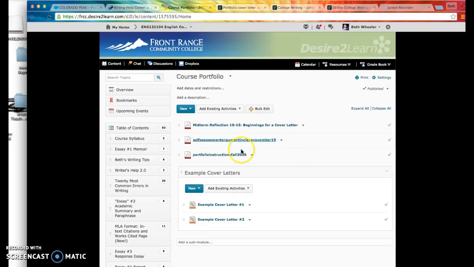The instructions for the portfolio as given to you by the English department are here. Below, you see two links to example cover letters. I'm only going to look at the link for cover letter number 2. I'll quickly tell you that cover letter number 1, I did show to you in class. It's an example of a reflective essay or cover letter in a business letter format. It has the same content in the introduction, body paragraphs, and conclusion as all the other examples.